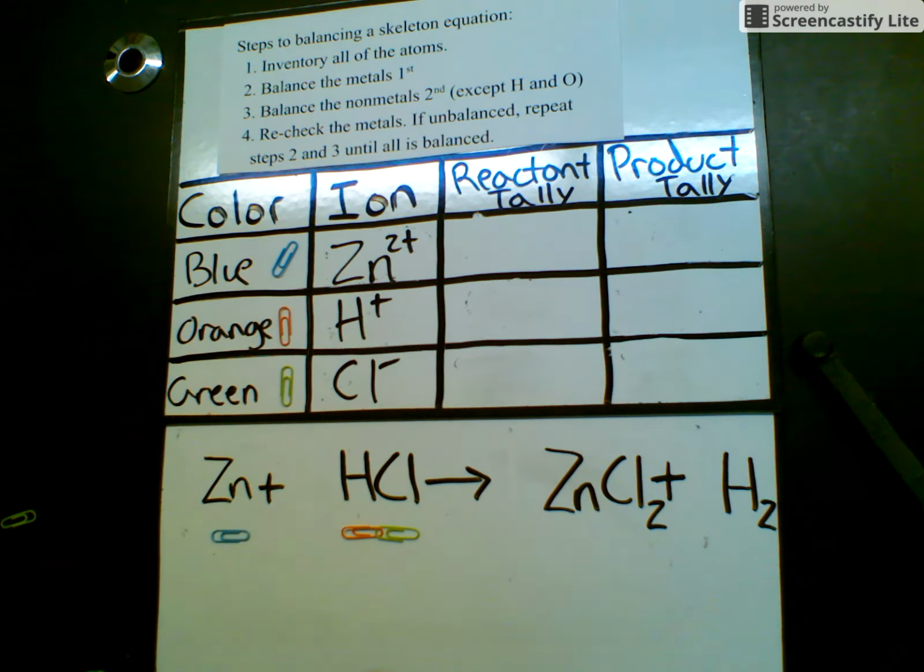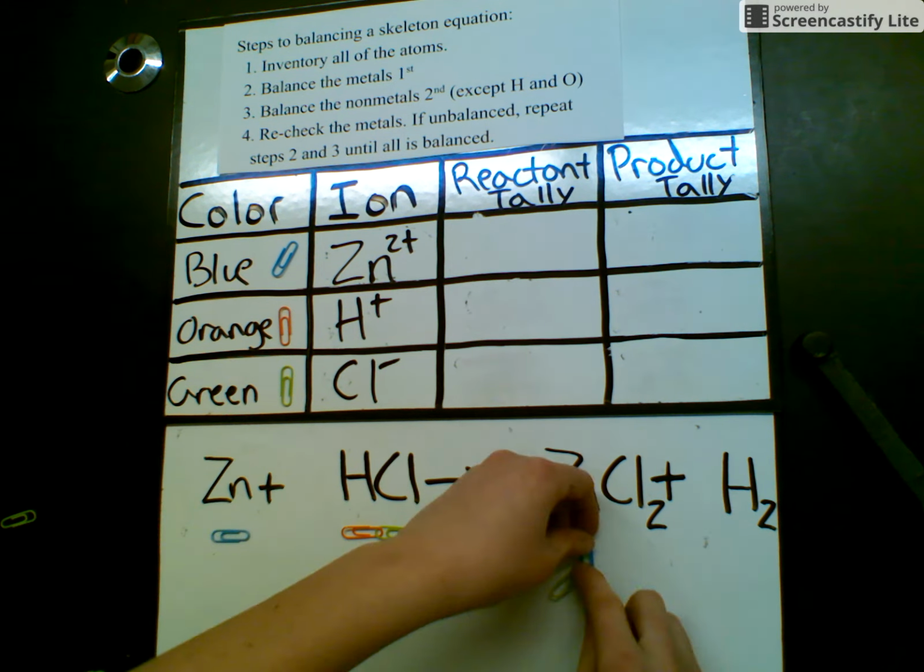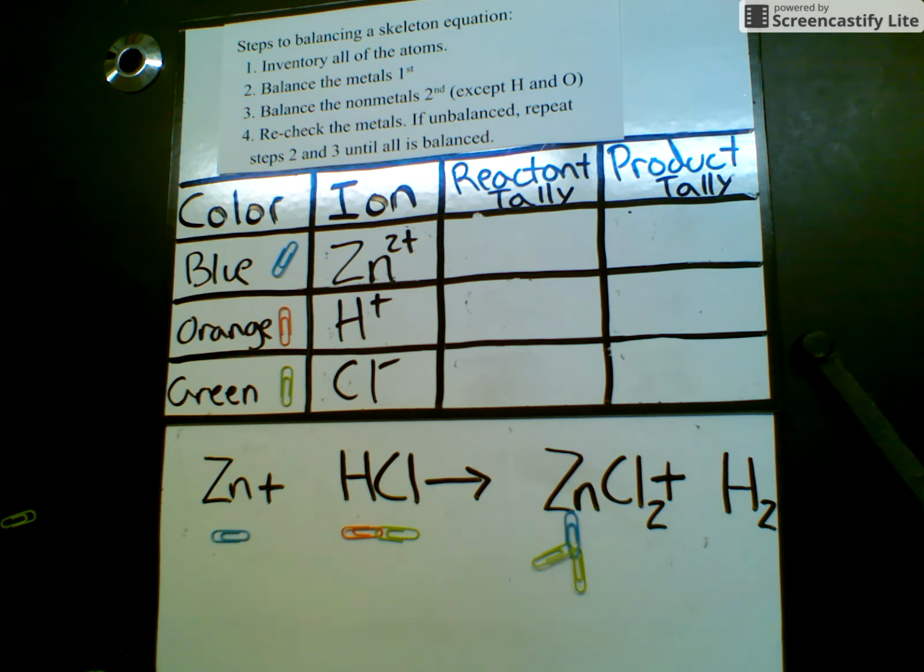So if I wanted to create this, that means I need one zinc with two chlorides. I've gone ahead and created that already. And then diatomic hydrogen, or molecular hydrogen, looks like this, two paper clips bonded to each other. So now that we've built our molecules, we're going to go ahead and take an inventory of all of the atoms on the reactant side and all of the atoms on the product side.